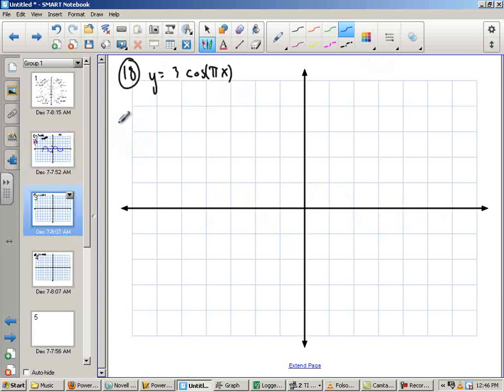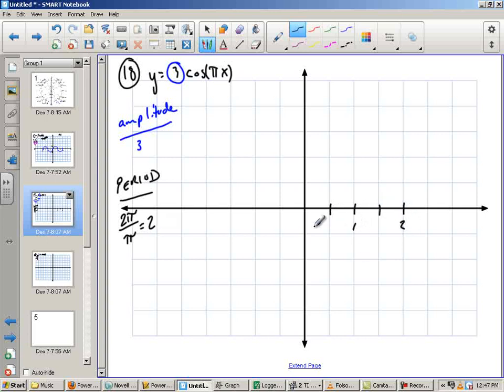Number 18 is a cosine function. Well, I still need the same two pieces of information. The amplitude, which in this case is 3, and I need the period, which is 2 pi over the multiplier of x, which is pi. So that's again a period of 2. So I'll come out 1, 2, 3, 4, and put a 2, and 1, 2, 3, 4, and I'll put a -1 and a -2.